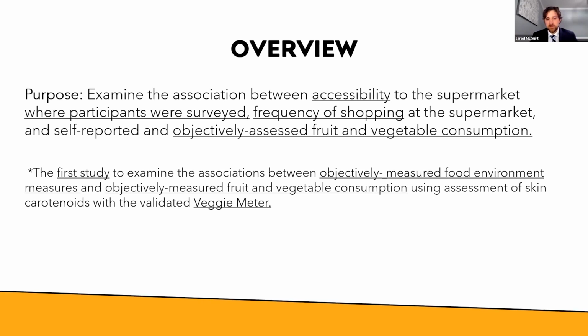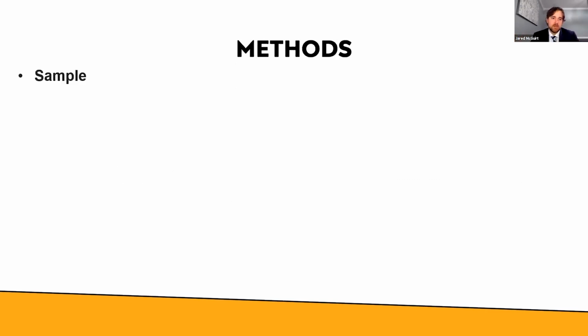We wanted to look at frequency of shopping at the supermarket because that's related to access and has a geospatial relation. And we also wanted to look at both self-reported and objectively assessed fruit and vegetable consumption, and that was using the Veggie Meter. And so this is the first study in the literature that looked at both objective measures using GIS and the Veggie Meter.